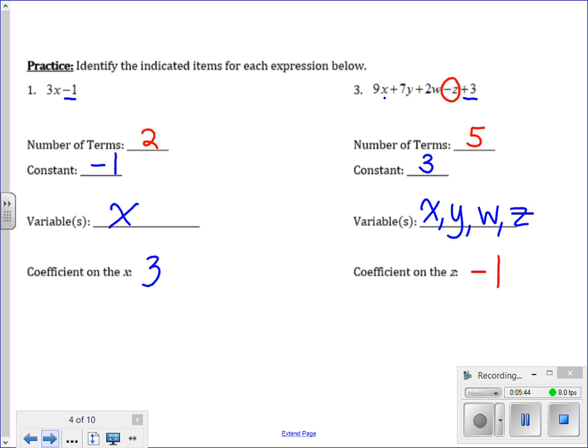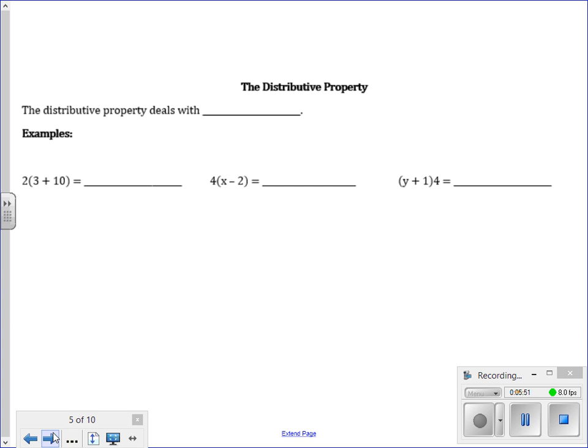Now that we can identify terms, constants, and variables, we are going to put those to use. We're going to look at 2 properties today, the distributive property and combining like terms. The distributive property deals with multiplication. So we need to know how to multiply things together. Now, I like to say that when we're going to use the distributive property, we need to draw a rainbow. Now, we're not actually going to draw a rainbow, but it helps us remember what needs to get multiplied together.